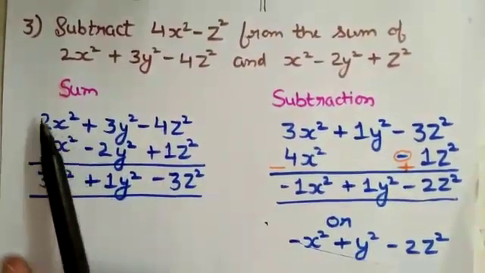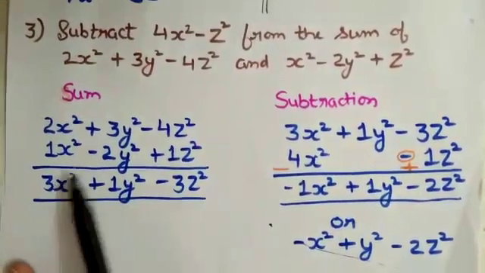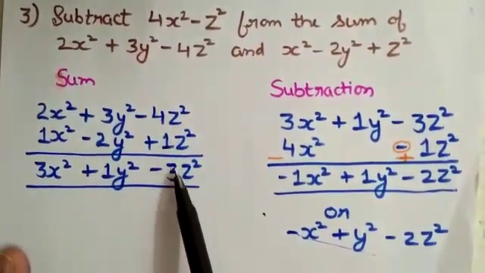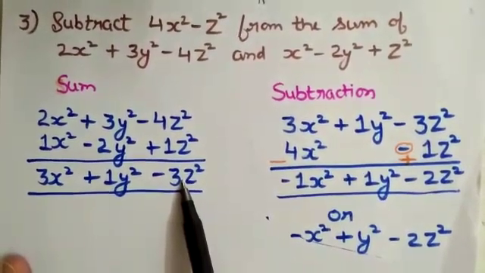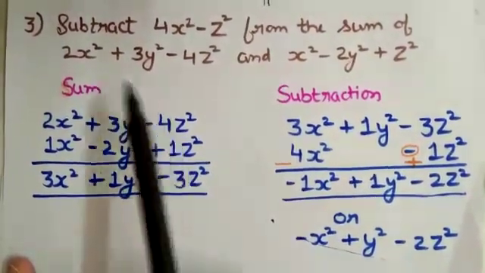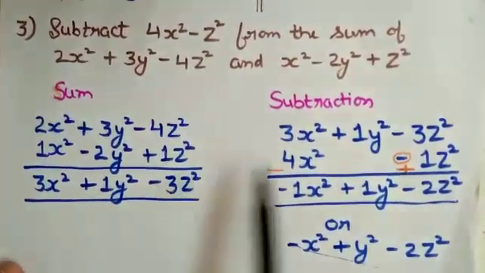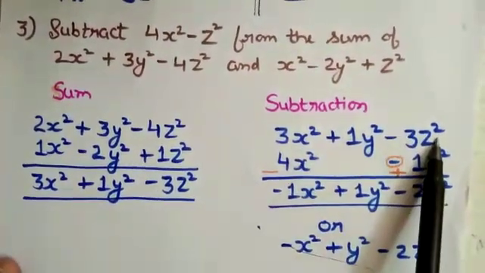Now let's find the addition. 2 plus 1 is 3x square, 3 minus 2 is 1y square, minus 4 plus 1 will be minus 3z square. Now we have to subtract this expression from the sum. So we will write the sum here, fine.